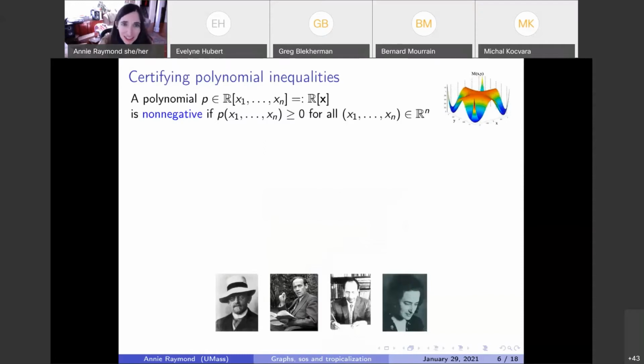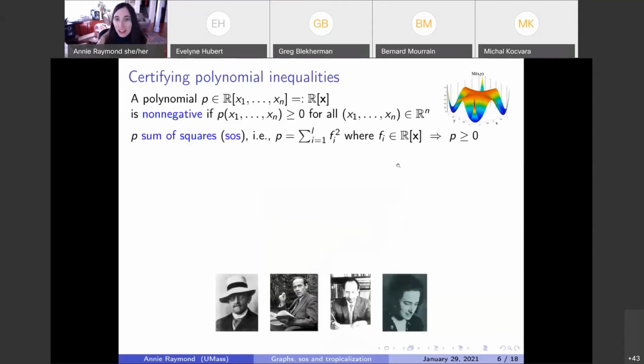So if I have a real polynomial, I would say that my polynomial is non-negative if whenever I evaluate it on any point of Rn, I get at least 0. And I say that a polynomial is a sum of squares if I can write it as the sum of finitely many squares of polynomials, right? And we know that a sum of squares is non-negative. And so it's a nice way of certifying a polynomial inequality. If I just write it in this form, it's very hard to see whether this polynomial is non-negative, but once I write it as a sum of squares, it becomes very obvious. So it's a certificate of non-negativity.